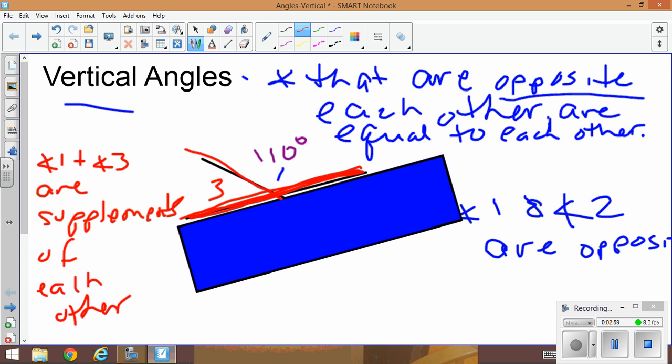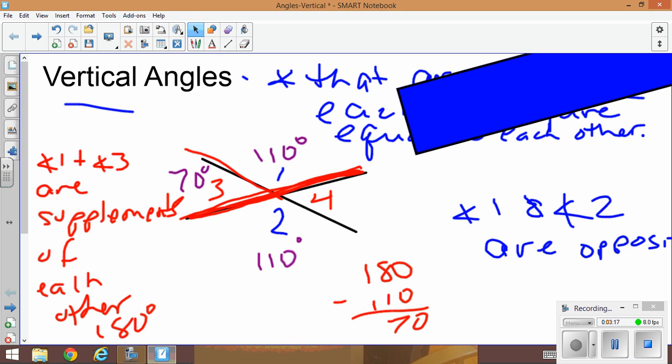That means if I take angle 1 plus angle 3, they should equal 180 degrees. So I can find angle 3 by taking 180 minus 110 to get 70 degrees. So angle 3 is 70 degrees, which means if angles 3 and 4 are vertical, that angle 4 is also 70 degrees. Okay, let's try a few more on the next page.